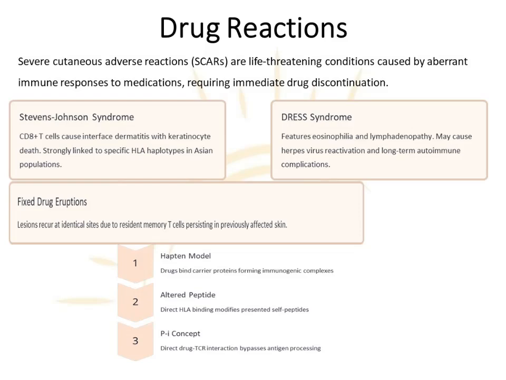There are three main mechanisms that explain immune-mediated drug hypersensitivity. Hapten model: the drug binds to carrier proteins, forming immunogenic complexes that activate the immune system. Altered peptide model: the drug binds directly to HLA molecules, changing the peptides presented to T cells. PI concept, or pharmacologic interaction with immune receptors: the drug directly interacts with the T cell receptor or HLA without requiring antigen processing, leading to rapid T cell activation.